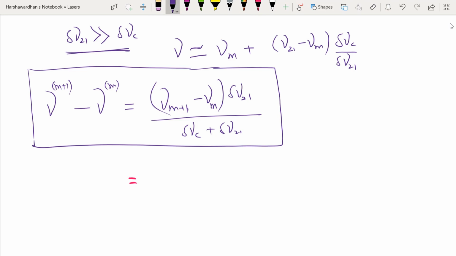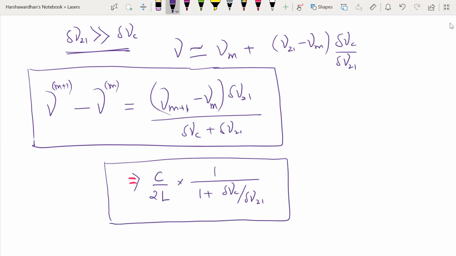Remember that nu m plus 1 minus nu m is simply c by 2l. So you see what you get is that the difference in frequency is no longer the bare cavity difference, but it becomes smaller by this factor, which is 1 over 1 plus delta nu c by delta nu 21. This is now the frequency spacing. So what has happened is that the frequencies have been pulled, or the mode spacing from c by 2l has been reduced to this new quantity.